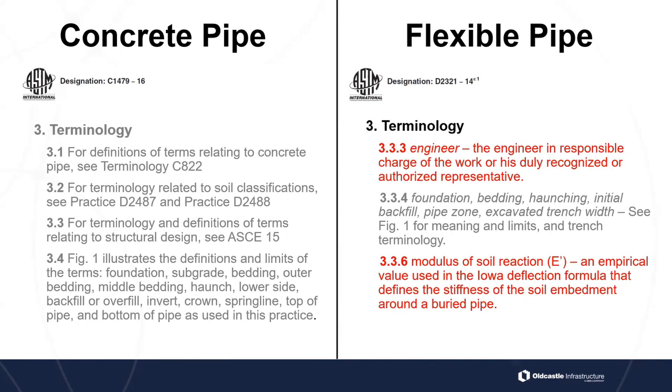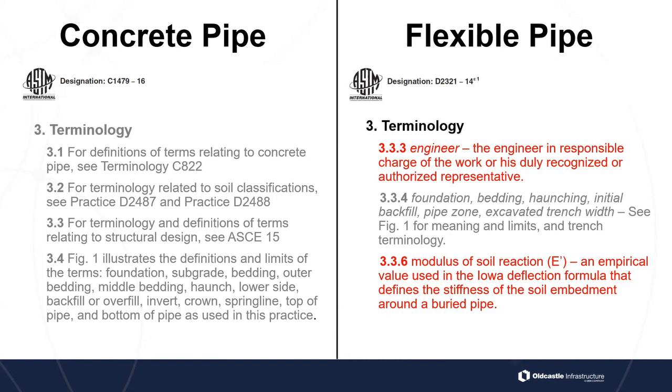And then section 3.3.6, the modulus of soil reaction, E prime. If you remember, this is the element of that equation, the modified Iowa formula, that accounts for a lot of the structural capacity of that pipe to withstand deflection. If you remember, this is a really important critical number that we were pulling out, and we said, well, where do we get it? I wasn't exactly sure where you get it. This defines what that is, and it says it's an empirical value used in the Iowa deflection formula that defines the stiffness of the soil embedment around a buried pipe.